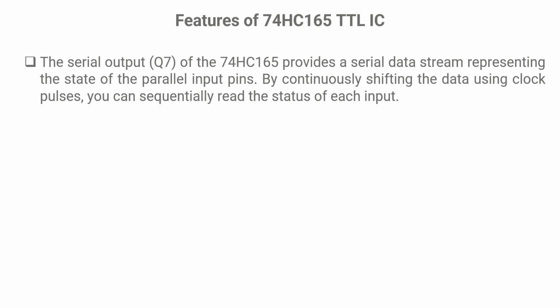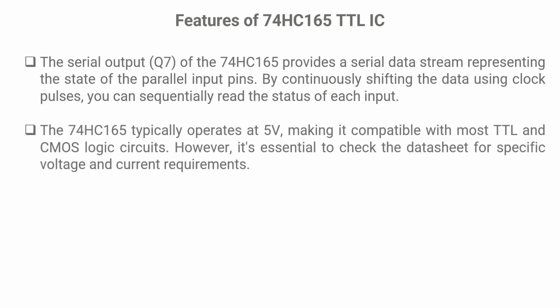The serial output, Q7, of the 74HC165 provides a serial data stream representing the state of the parallel input pins. By continuously shifting the data using clock pulses, you can sequentially read the status of each input. The 74HC165 typically operates at 5 volts, making it compatible with most TTL and CMOS logic circuits. However, it's essential to check the datasheet for specific voltage and current requirements.